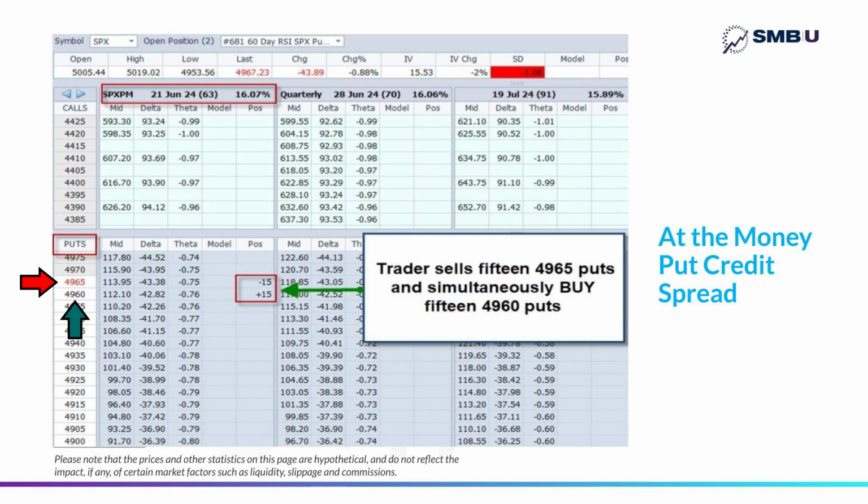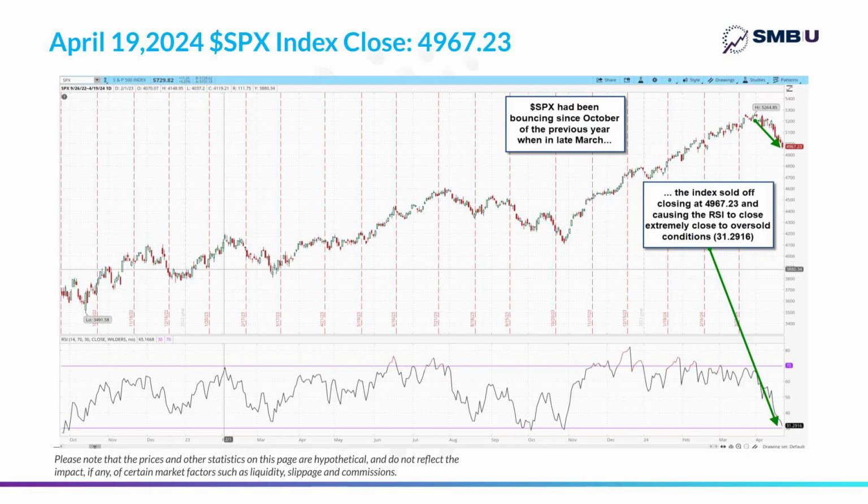And as you can see, SPX, after rallying off a bottom that was hit in October of 2023, began to bounce. And that bounce continued all the way into March of 2024 when it experienced a pullback, which by April 19th had resulted in the index hitting oversold conditions.